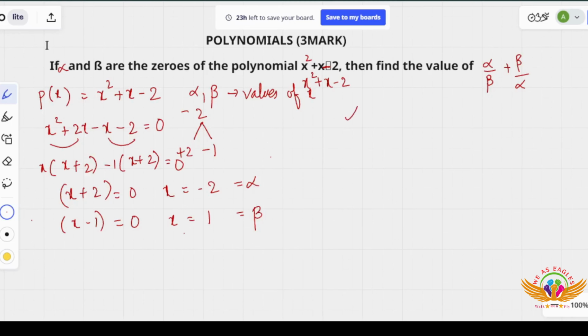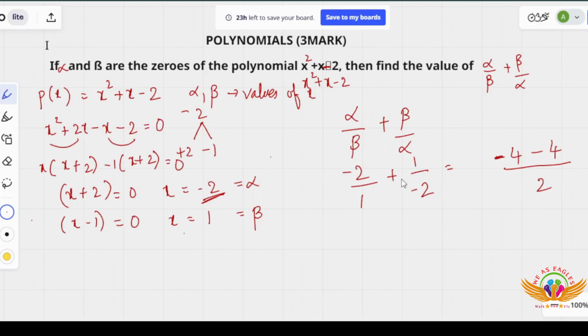Now let us find the value of alpha by beta plus beta by alpha. What is the alpha value? Minus 2, by beta value 1, plus beta value 1 by alpha value minus 2. Take the LCM of 1 and 2. The LCM will be 2 only. So 1 into 2, 2. 2 into 2 minus 4, minus 2 into 2, 4 into 1, 4. This is the minus taken from the denominator. Don't get confused: the denominator doesn't have minus, so plus into minus is minus only. So I have written here minus 4.